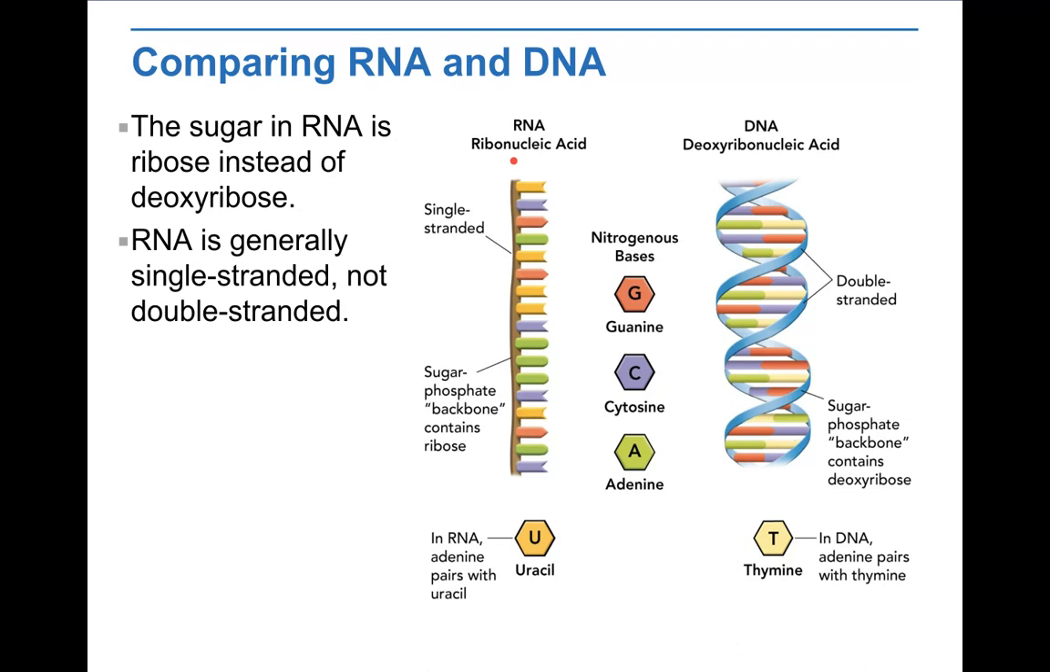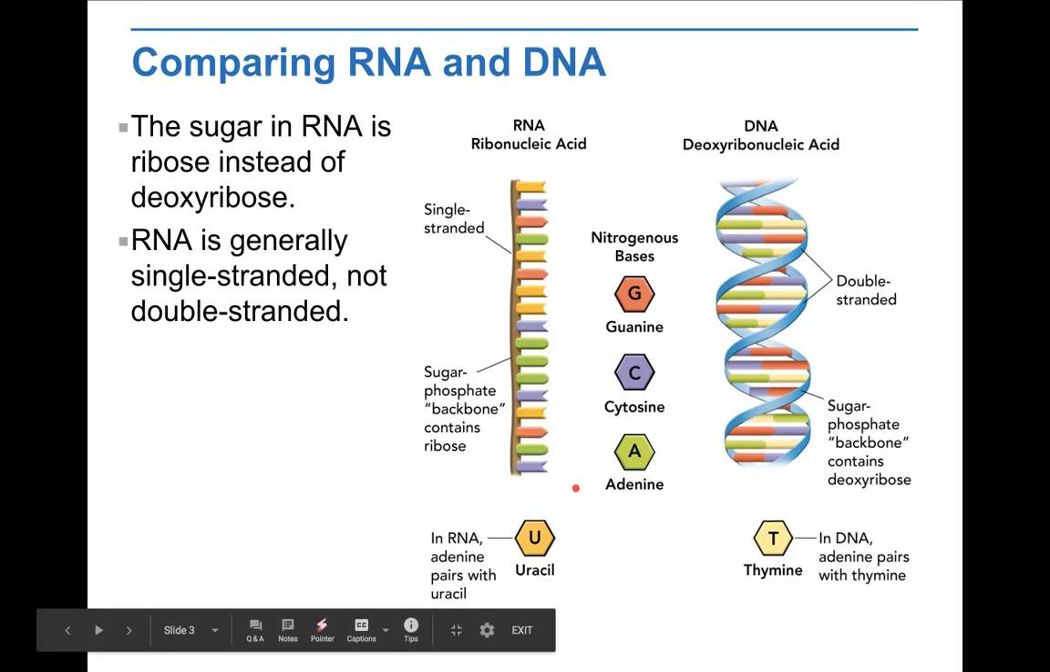Another difference, which is pretty obvious, is the fact that RNA is usually single-stranded, whereas DNA is our double-stranded molecule. We see that this is a double helix. We can disrupt these two strands by disrupting the hydrogen bonds that hold these two strands together, and that's going to be helpful if the cell is undergoing DNA replication or transcription. But RNA we usually see as a single-stranded molecule.